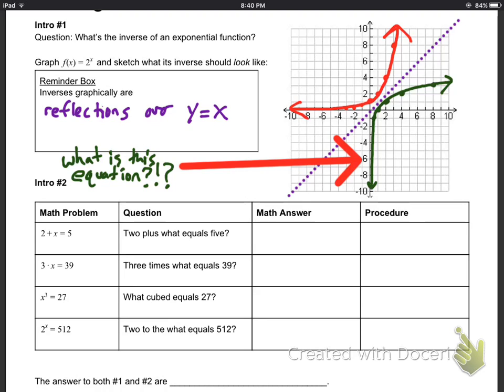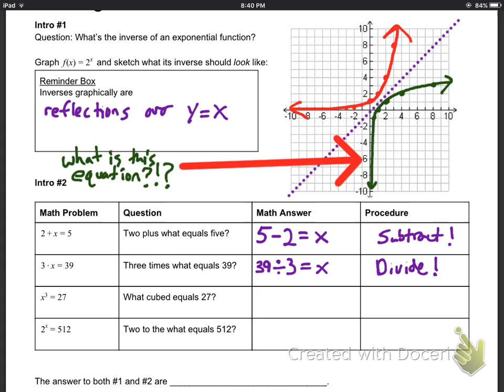So that's one idea. Another idea I want you to think about is, let's go back to some math you have done at least starting back in elementary school. If you have 2 plus x equals 5, the question in English is 2 plus what equals 5? Well, the math answer would be 5 minus 2 equals x, and you would use subtraction to find that out. Especially as the numbers get more complicated, you move on to multiplication. If you have 3 times what equals 39, the way you do that in math is you divide, right? You say 39 divided by 3 equals x. And we use division.